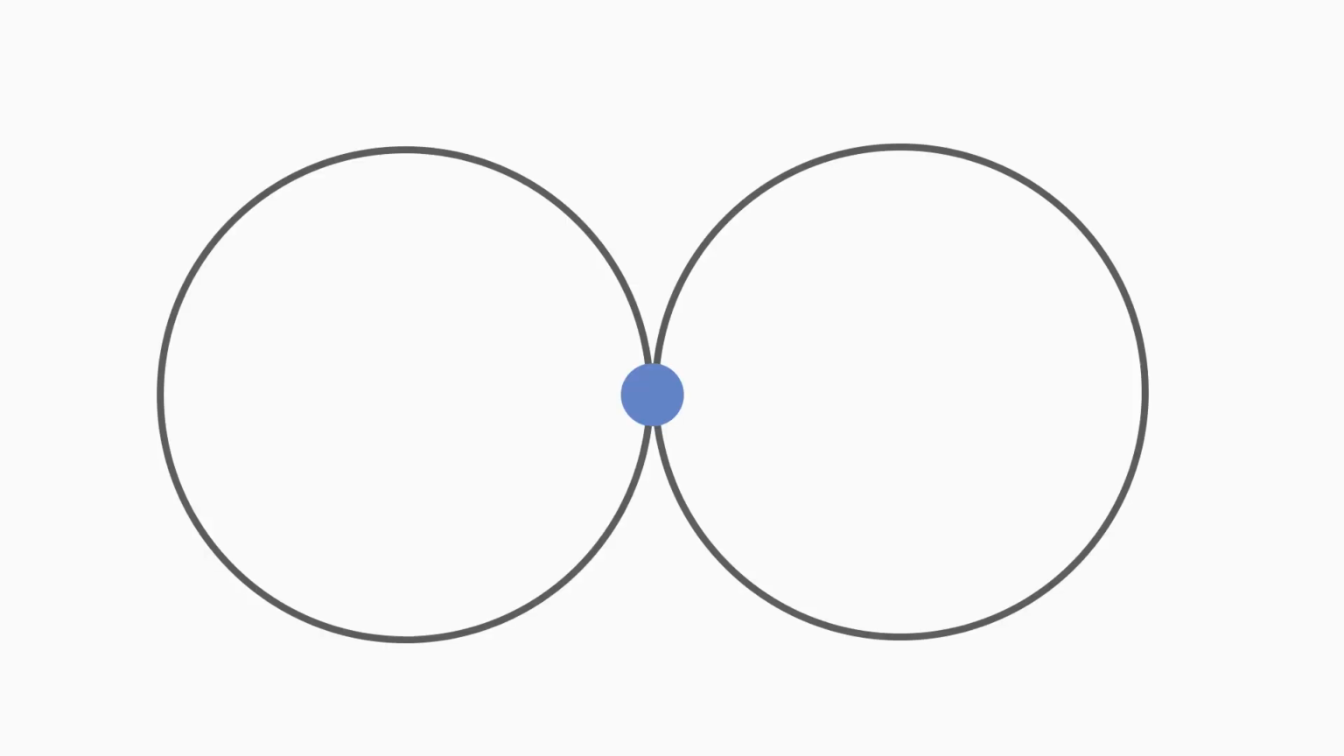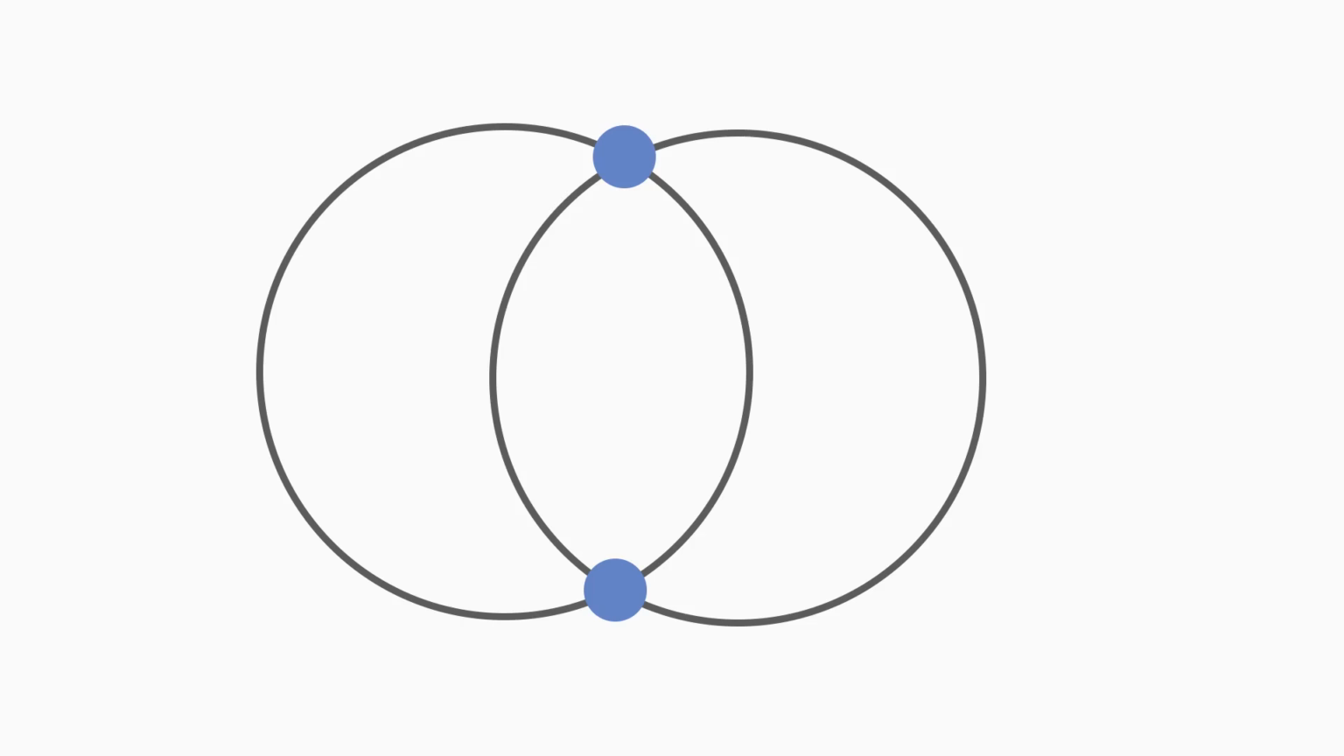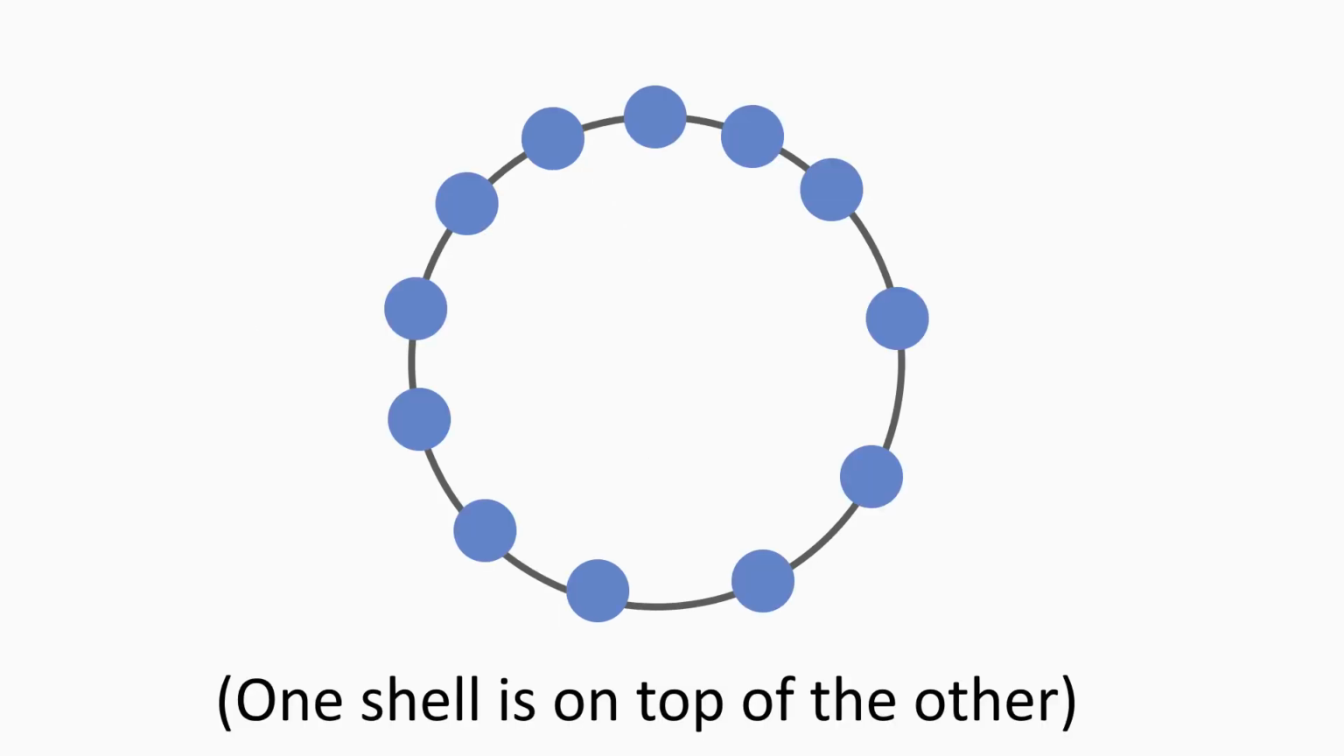On single bonds, the shell of one atom touches the shell of the other atom, and a blue particle is shared at the intersection of the two shells. On double bonds, the shells of the two atoms intersect at 2 points, and 2 blue particles are shared, one at each point. And on polybonds, the shells can share any number of blue particles.